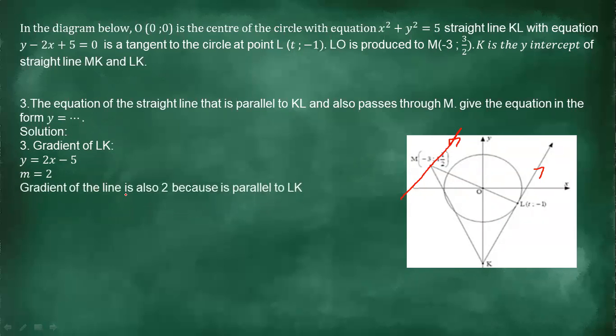The gradient of this line is also 2 because it's parallel to LK, meaning if you have two lines which are parallel to each other, they are equal in terms of gradient. Then we have a gradient equal to 2 and the point M. Now we can start with the standard equation and substitute the values. Open a bracket with that 2, then 2 times x is 2x, 2 times 3 is 6. Then transpose this -3/2, that side gives +3/2. You add them together and they give y = 2x + 15/2.